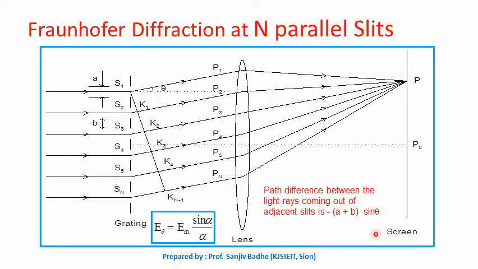Once we get the phase difference between the light rays coming out of adjacent slits, and the amplitude of all these waves, E theta equal to Em sin alpha upon alpha, we can draw a phasor diagram and find the amplitude of the wave disturbance arriving at point P.